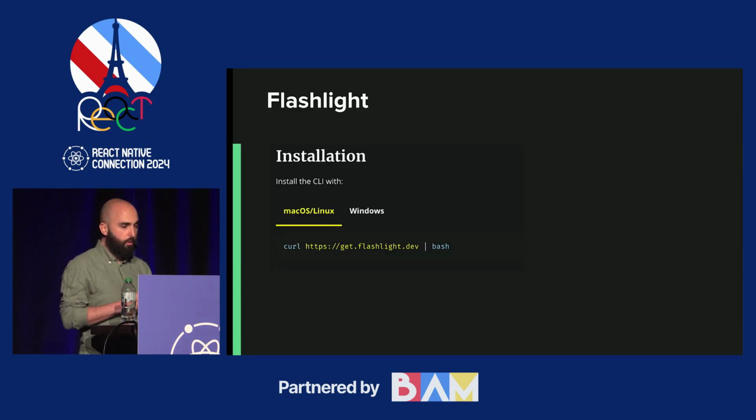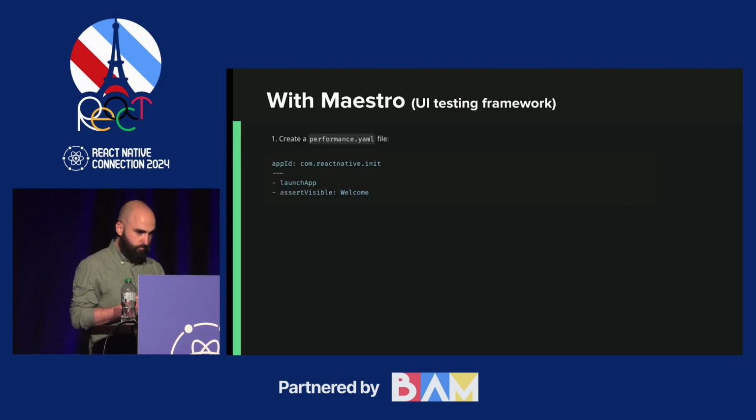We will use Flashlight. That is a great tool that you probably know and developed by BAM actually. And the good thing is with Flashlight, you don't need to install anything on your app. So you install the CLI directly and you will interact with your app. Combining with Maestro actually, Flashlight is really here to measure the data that you are taking. But Maestro is a UI testing framework, another good tool that you should test if it's not the case. And you will configure it to interact with your app automatically.